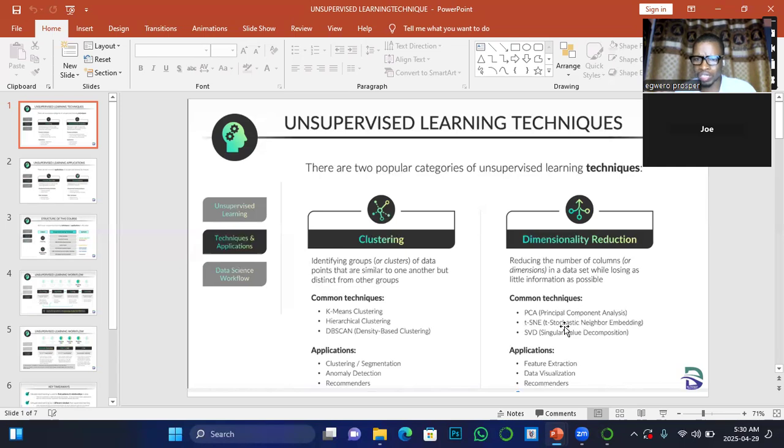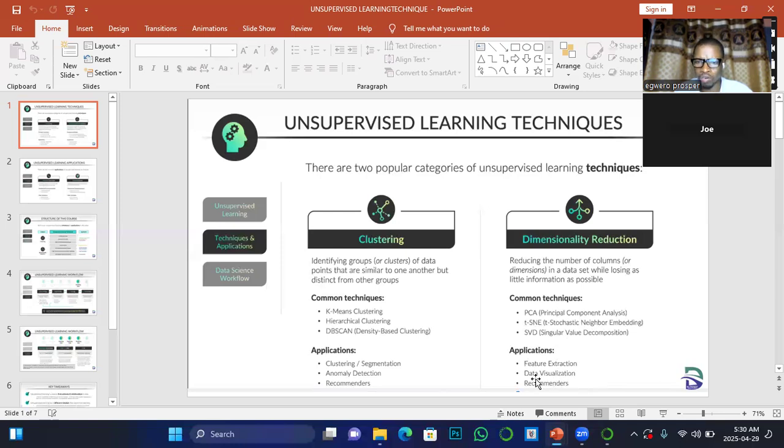So common techniques here, we are going to use PCA, which means principal component analysis. We are going to use t-SNE, that is what the t stands for: t-distributed stochastic neighbor embedding. We have SVD, which means singular value decomposition. All these, by the time we have applied them practically, they are very simple to understand.